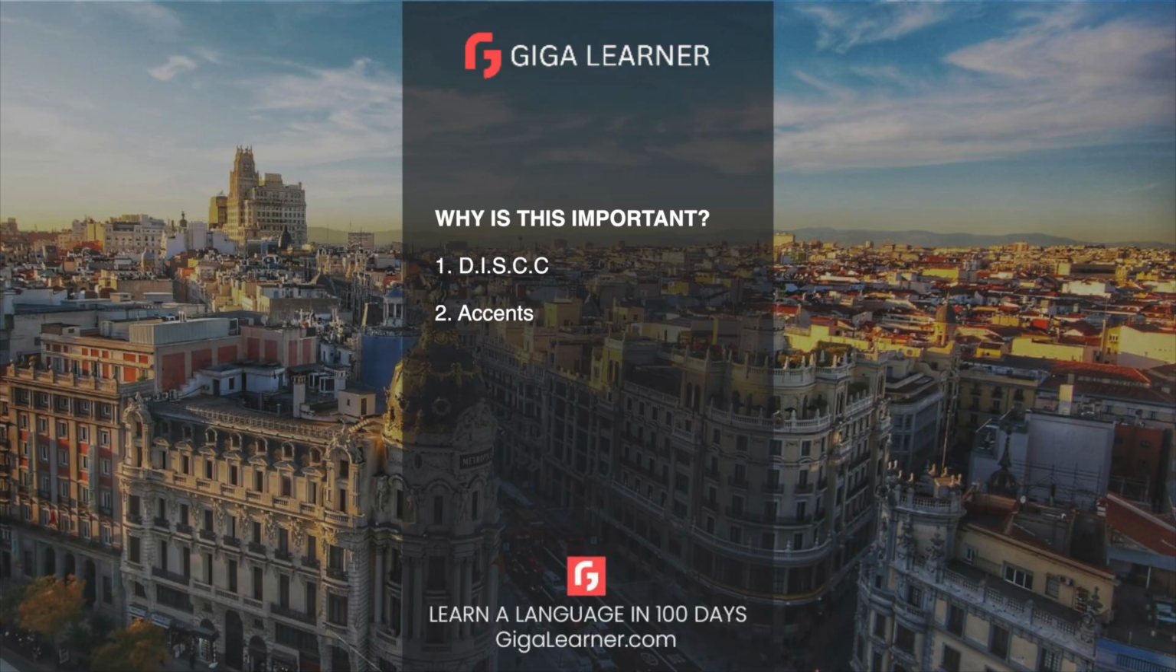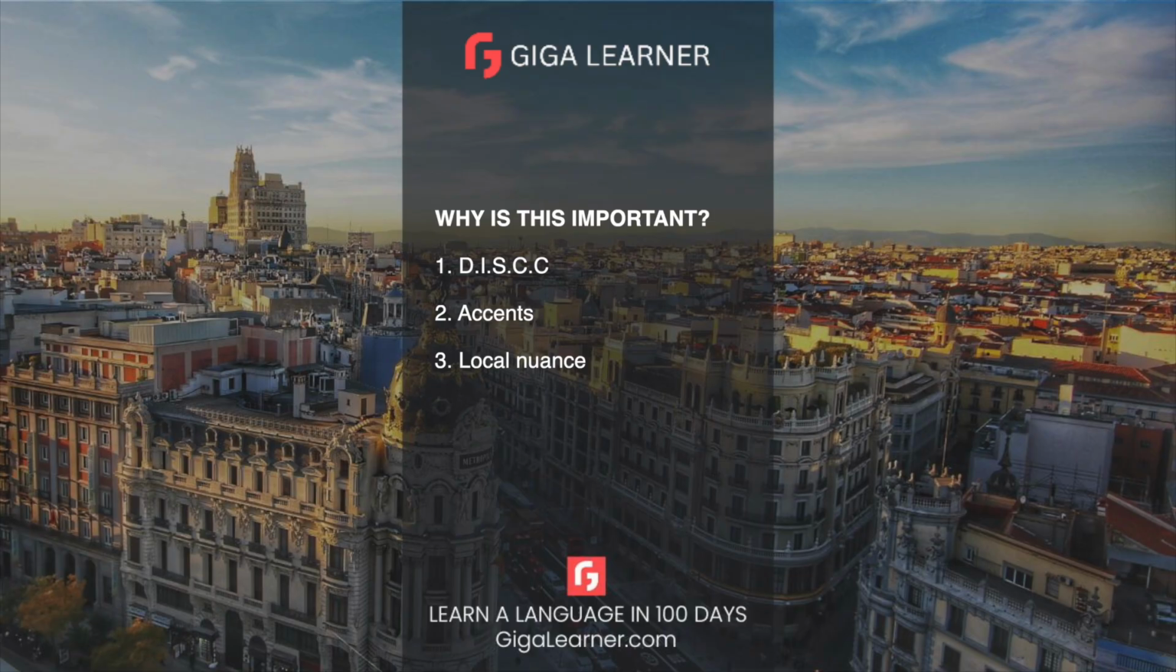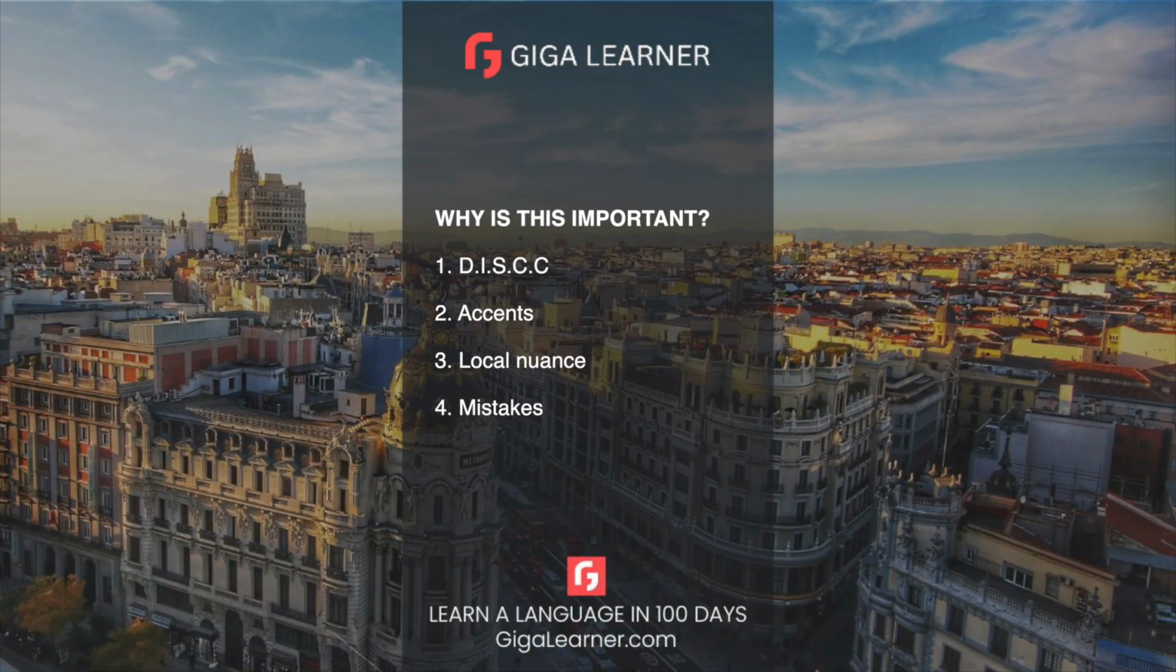Number 2, accents. Every language has accents. Learning from videos that include people that speak the specific accent that you want to learn will reduce your anxiety about learning incorrect pronunciation. Number 3, local nuance. If you're learning a language because you're planning to travel to a specific location, you can learn from people that are from that location. Number 4, mistakes.